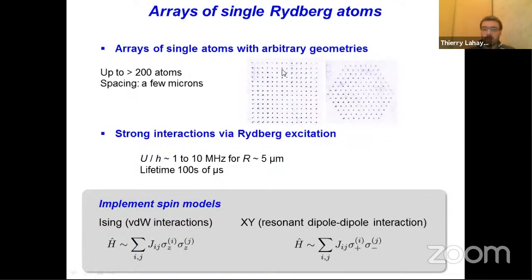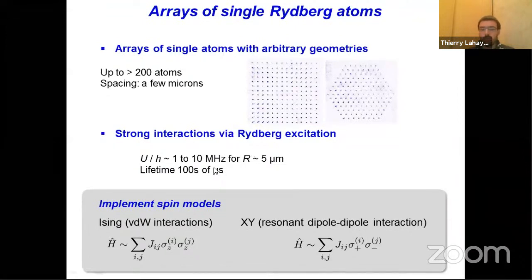Our platform for quantum simulation relies on arrays of single atoms that we trap in optical tweezers that we can arrange with pretty much arbitrary geometries. You can see here a square lattice or a triangular lattice. We can now go to arrays with a size of more than 200 atoms. The spacing between those atoms is a few micrometers, typically between 5 and 10 microns. If you do nothing and you have ground state atoms in those optical tweezers, they basically do not feel each other. So we then excite them to Rydberg levels.